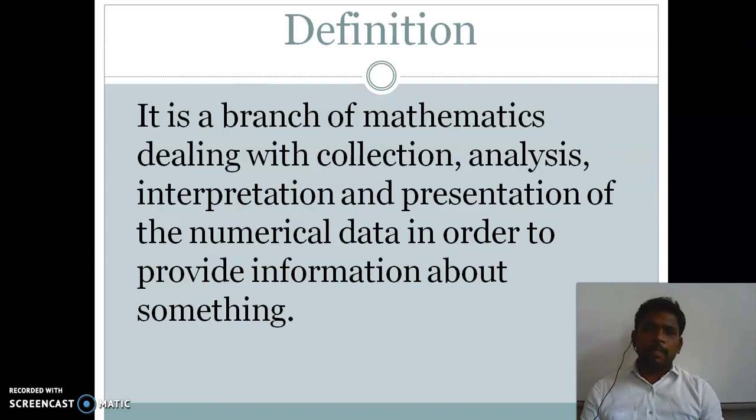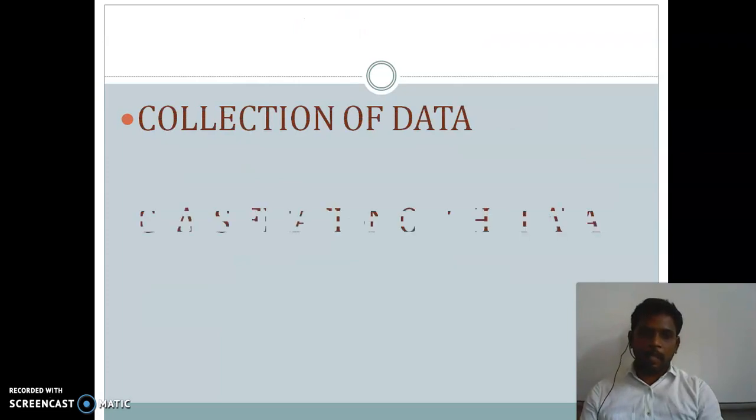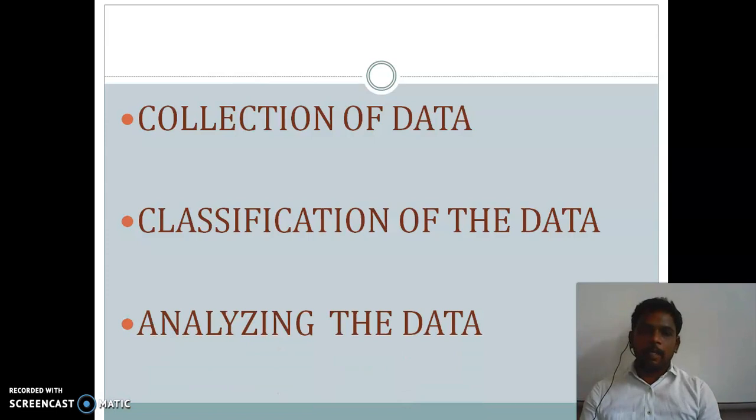For example, the collection of data from the students of a school, or census, or how we can calculate the population of a particular area. Everything comes under statistics only. That will provide the approximate or nearer, relevant result for a particular area or particular information, right? So there are three main phases. What are they? One is collection of data, another is classification of the data, and the third is analyzing the data. These are the three main phases under the topic statistics.